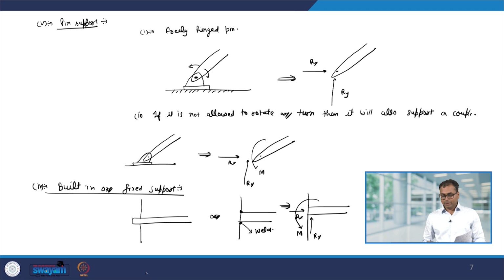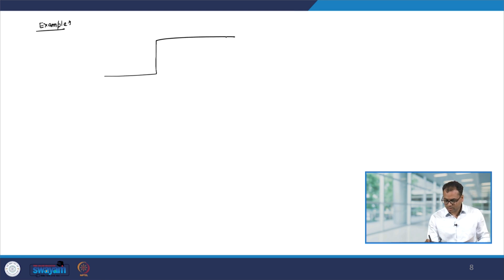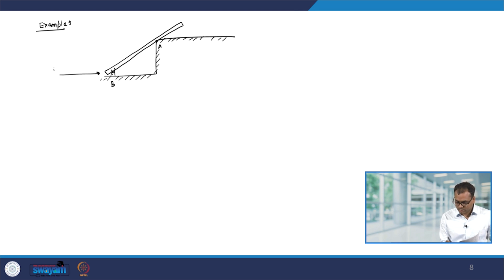Now, let us look at the free body diagram by an example. So, let us look at an example. Let us say I have a supporting surface which is like this, and a beam is held like this. So, this is point B, this is point A, and on this beam a force P is acting like this, and at this point there is a couple which is acting.